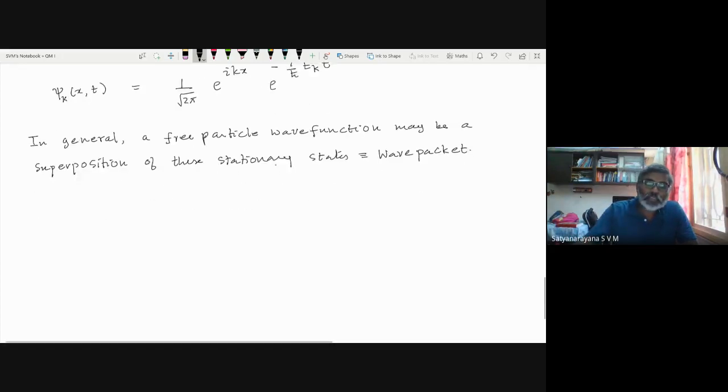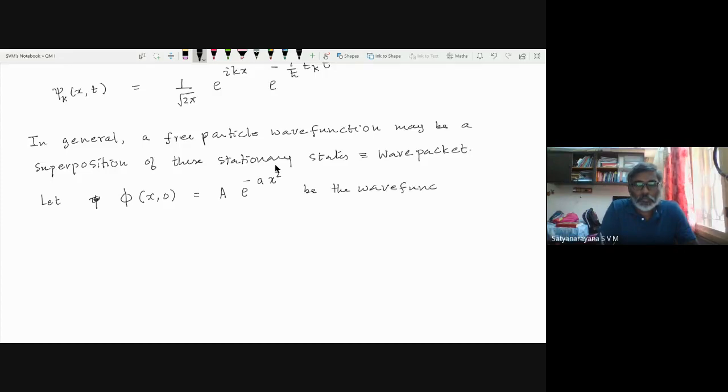Okay, so we would be interested in asking a question. Suppose, let us say, maybe I call it phi of x comma 0 is equal to A into e to the minus a x square, be the wave function of a free particle at t equal to 0. Now the question is, find phi of x comma t for some t greater than 0.